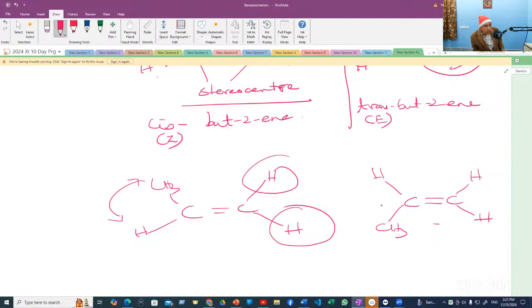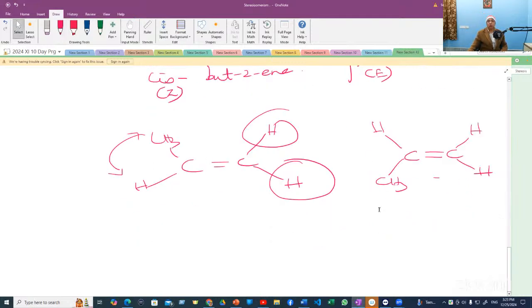So we will be knowing that a molecule to be a candidate for geometrical isomerism should have two groups attached to the sp2 hybrid carbon, because geometrical isomerism is shown in compounds having double bonds, C double bond C, C double bond N, and so on and so forth. You know about that.